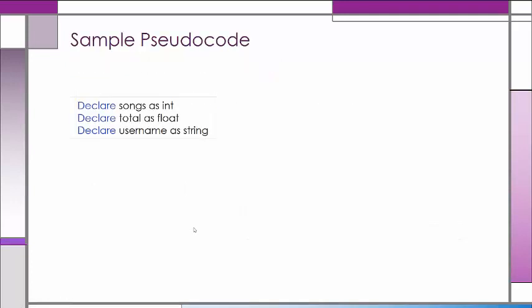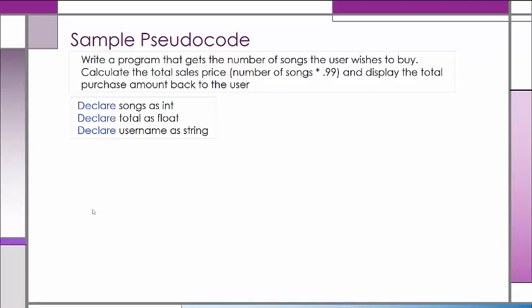All right, so let's look at some sample pseudocode. Okay, let's give you the problem first. I think I put the horse before the cart there. So here's our problem. It says, write a program that gets the number of songs from the user, how many songs they wish to buy. Perhaps that could have been worded a little better. But anyway, we're getting the number of songs from the user. We're asking them how many songs they wish to buy.